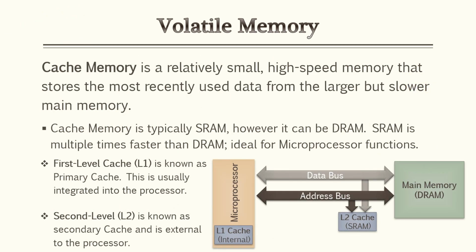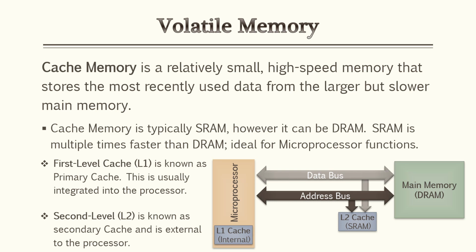Now getting a little deeper in the weeds for volatile memory, we also have what's known as cache memory. This is very similar to RAM, however it's relatively smaller and high-speed RAM that goes hand in hand with your microprocessor. Now SRAM or static RAM is typically used for your cache memory. You can use dynamic RAM in its place, however, we need speed because this is for your microprocessor calculations and any data movement.